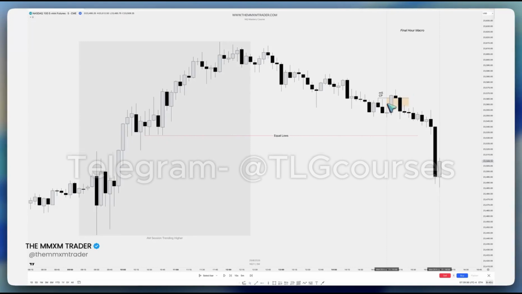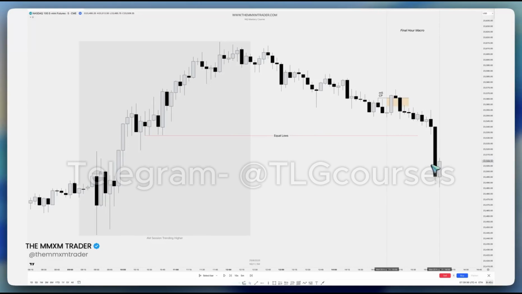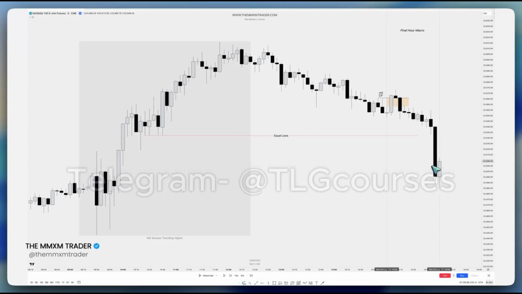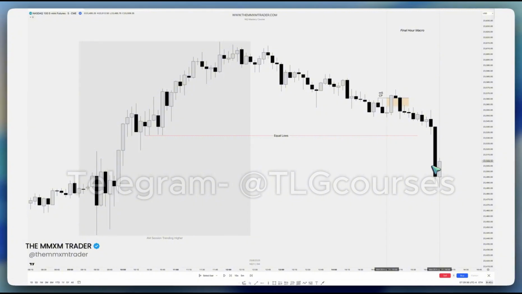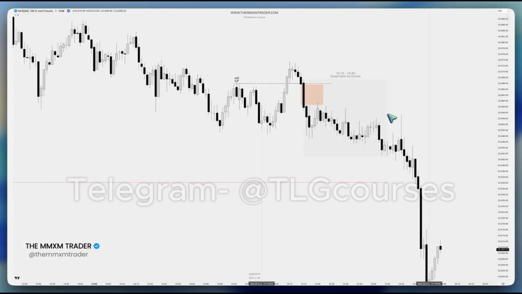We could have gone short on the 5-minute chart there with the IFVG and caught some of this expansion down. Now, usually the final hour macro is a 1-minute time frame, okay? It's rare that you'll get a 5-minute opportunity, but this is one of the cases where you do.